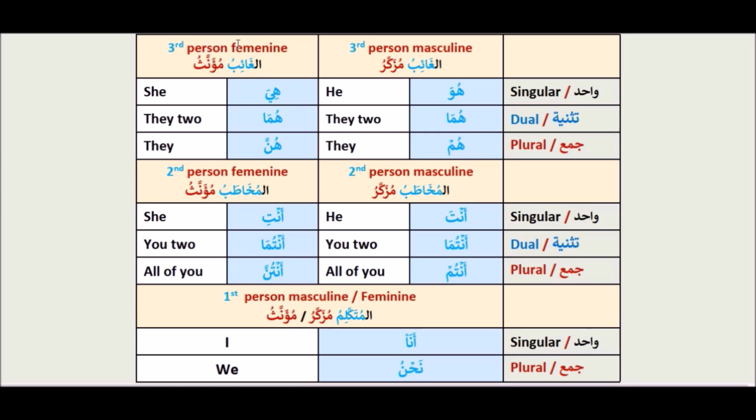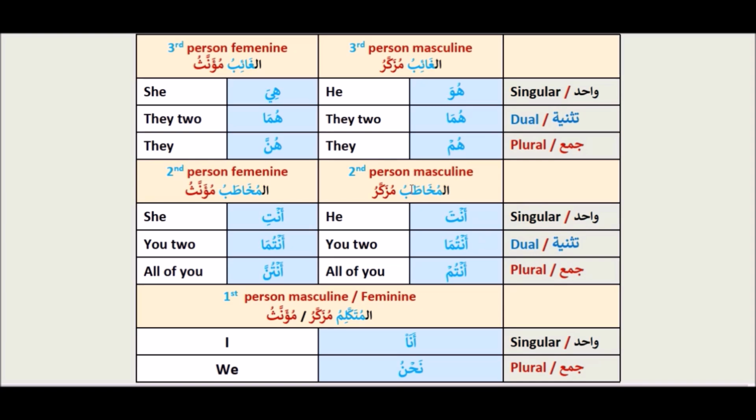Third person feminine, al-ghaibu muannas. Here, huma is common in both, and it will be translated accordingly when it is used in the sentence. Hiya, huma, hunna. She, they two, feminine, they, feminine.